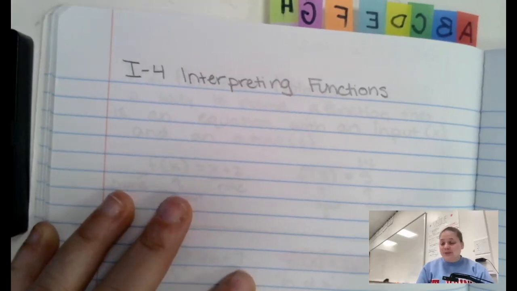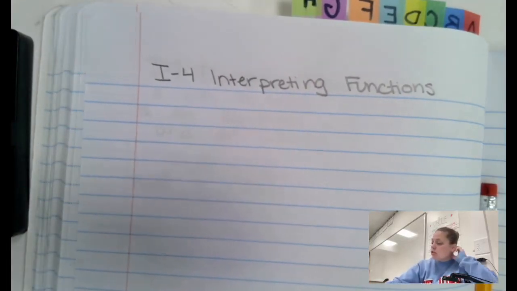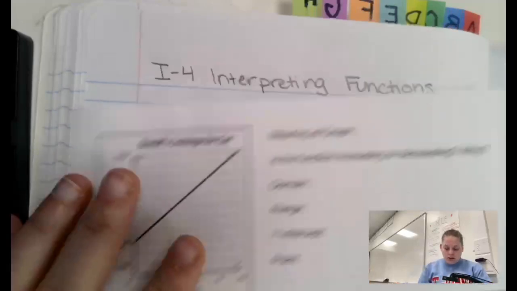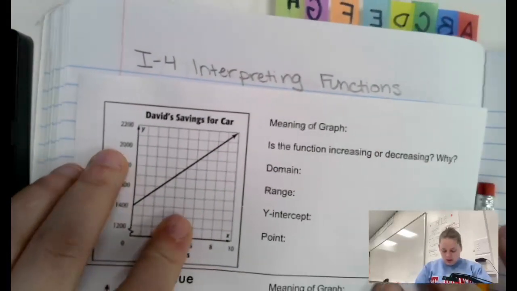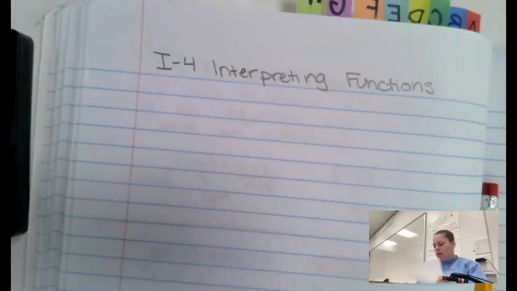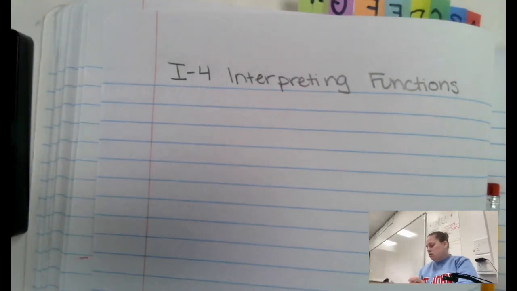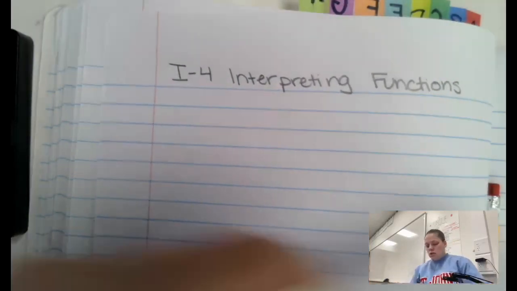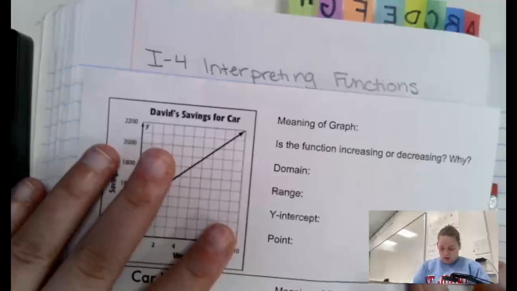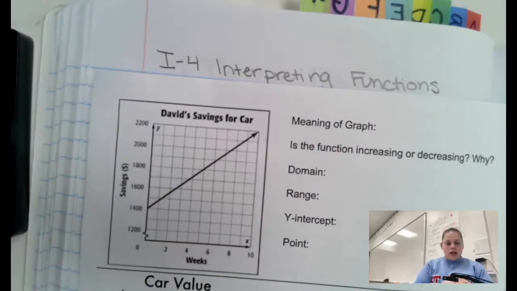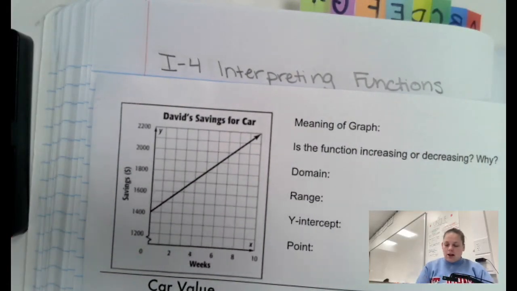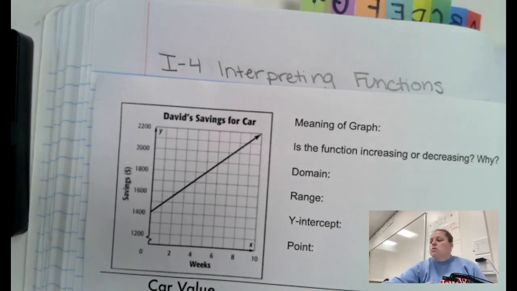How exciting. Alright, so for interpreting functions you do need a glue in, so you're going to go ahead once you get that glue in. Go ahead and just glue that whole thing in. Shouldn't need to trim it too much, hopefully. There we go. Alright, so go ahead and just glue that whole thing in underneath the I-4, interpreting functions.